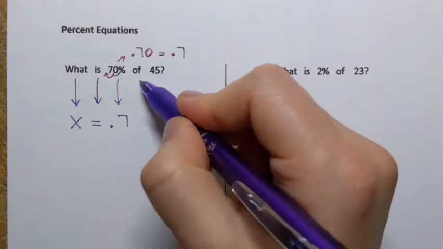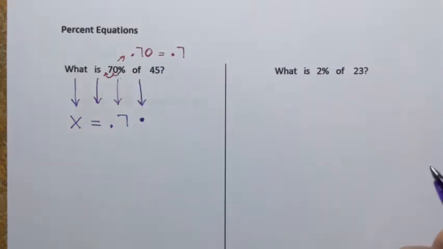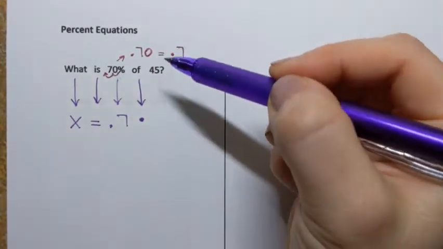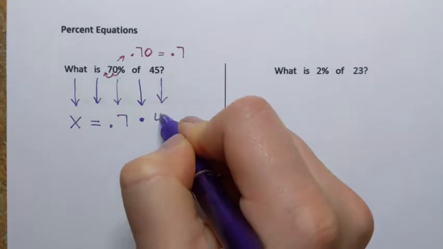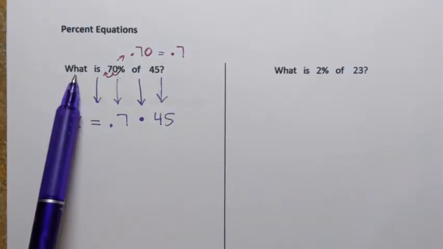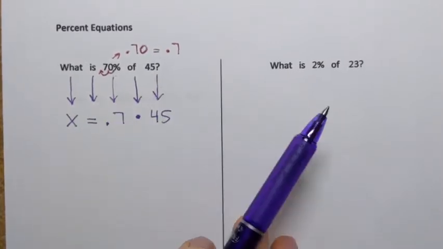Now, the word of, we convert to a multiplication sign. Next is 45. 45 is a number, so it just stays as the number. We just write it right here, 45. So we translated every single part of that sentence and we obtained this equation. And now we have to solve it.